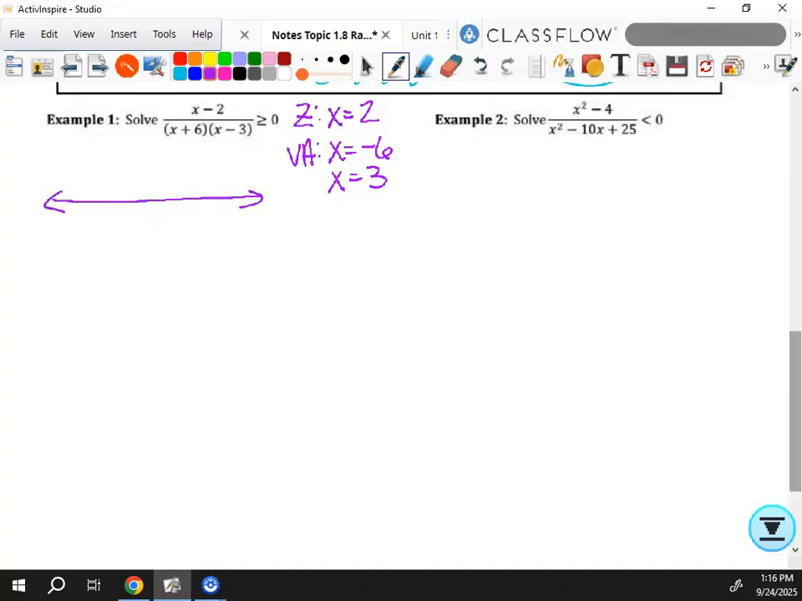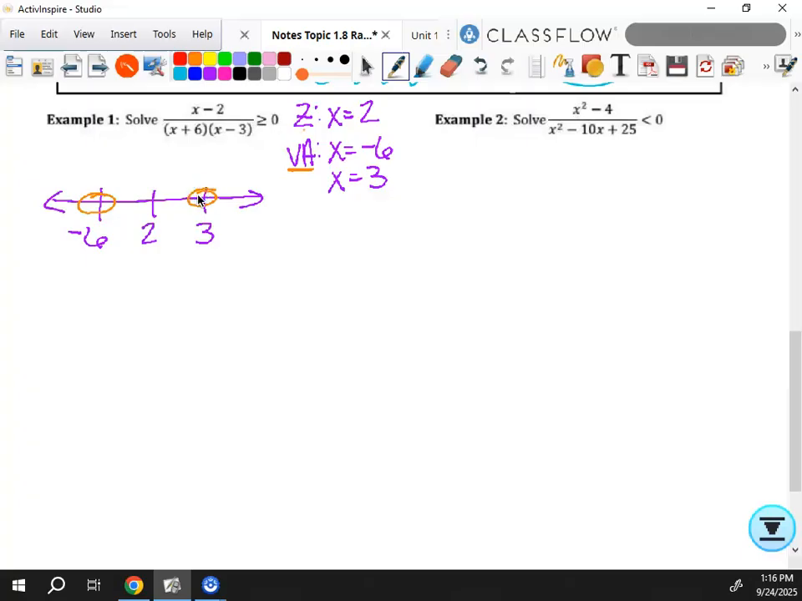And I put all 3 of those things on the number line from least to greatest. So -6, 2, and 3. Now I'm going to put my open and closed circles. Your vertical asymptotes, always open. So -6 is open and 3 is open.